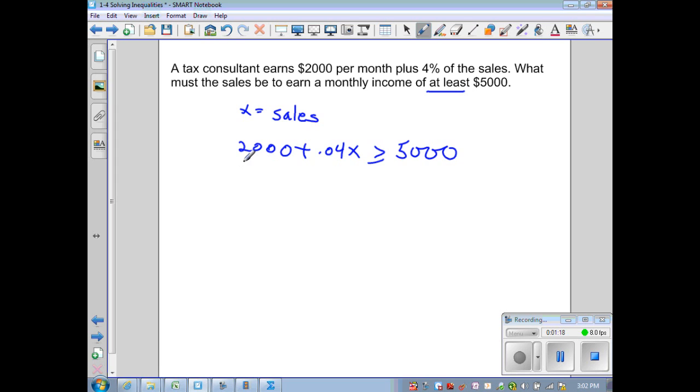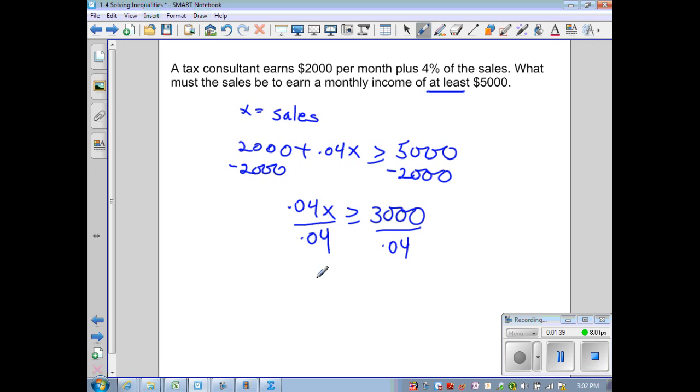Let's isolate our variable term by subtracting 2,000 on both sides. That leaves me 0.04x greater than or equal to 3,000. Divide both sides by 0.04. And that gives me x greater than or equal to 75,000. And this would be $75,000. So for my consultant to earn $5,000, he would get his $2,000 plus 4% of $75,000.